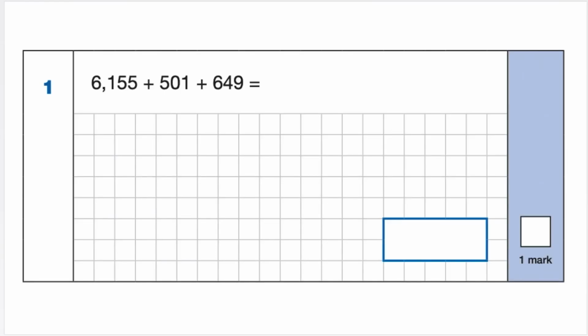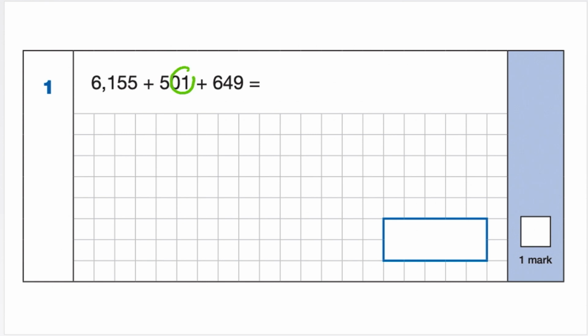Okay, now the first thing to say is that a lot of these questions are going to have multiple different ways of solving them. You only have half an hour to do this test, so you really want to try and find the quickest and most efficient way of solving these questions. So with that in mind, if we have a look at question 1, we can see that this is an addition question. We could set up our column addition, or we could try and help ourselves a little bit and notice that we have 501 and 649.